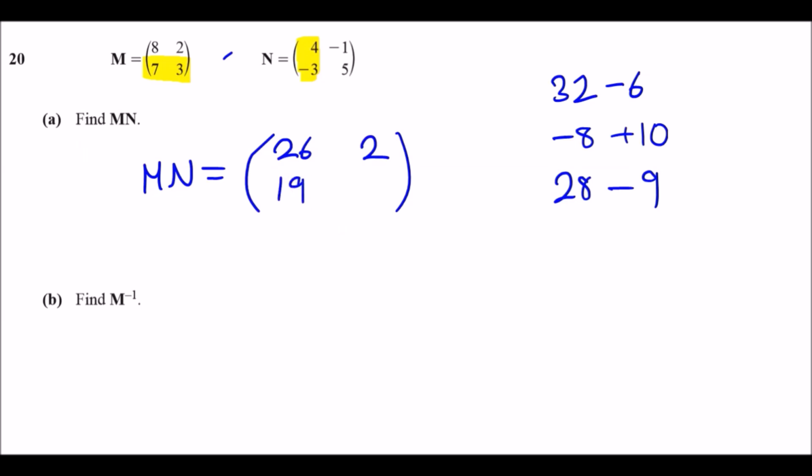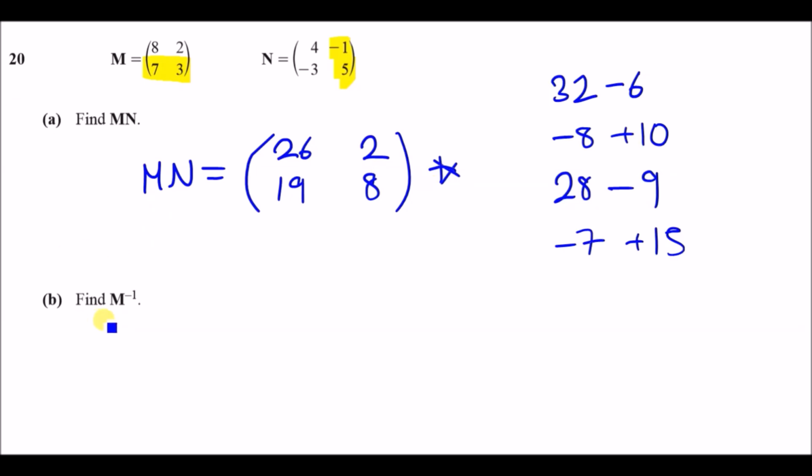And the last one, again, let me delete this bit. We're going to do now 7 and 3 with minus 1 and 5. And then 7 times minus 1 is minus 7. 3 times 5 is positive 15. And then minus 7 add 15 is 8. And that's it, guys. That's your MN matrix found.